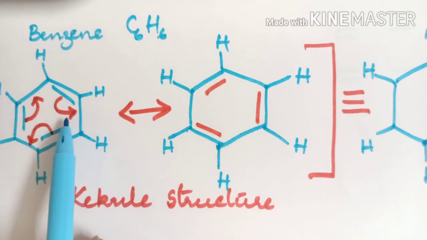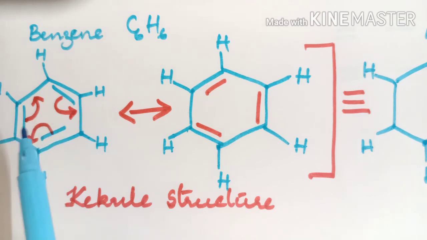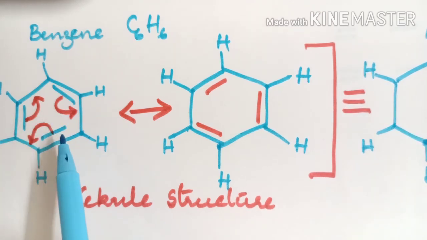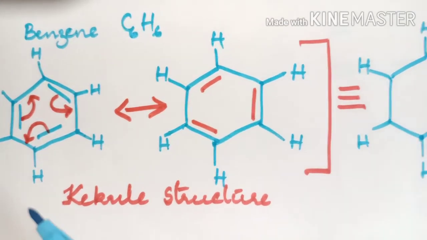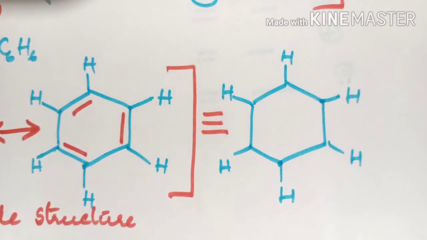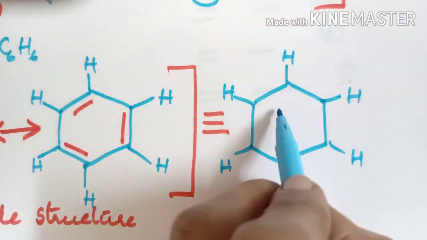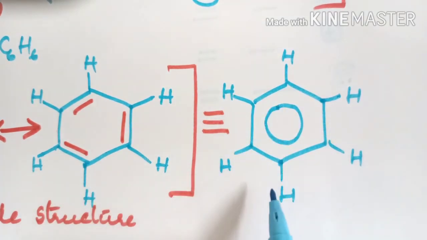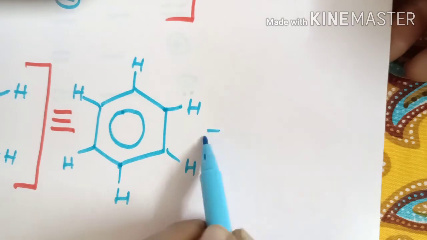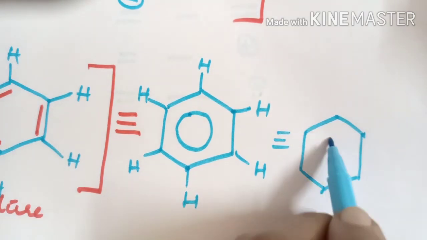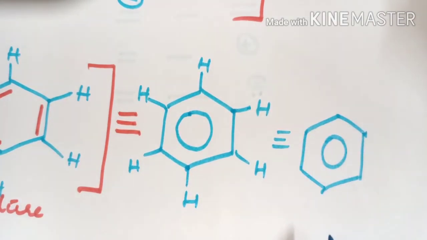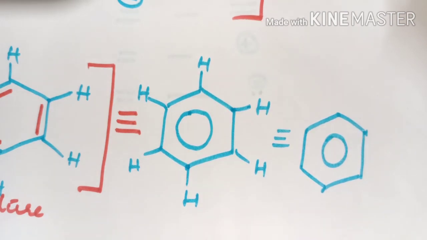With the result, the pi electrons get delocalized. It is not in the localized form. It is not fixed. The pi electrons are shifting, or we say that the pi electrons get delocalized. With the result, the pi electrons will form a ring current here. So we represent benzene better as C6H6 with a ring inside. This is due to resonance.